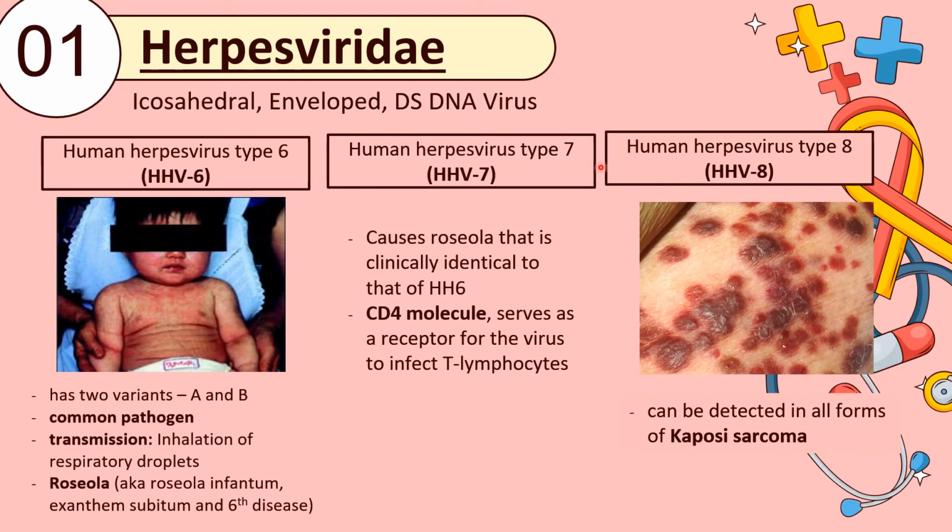Next is your human herpesvirus type 8 or the HHV8, which is also known as the Kaposi sarcoma-associated herpesvirus. It can be detected in all forms of Kaposi sarcoma, which is a common infection associated with immunocompromised individuals and patients like those with AIDS and HIV.